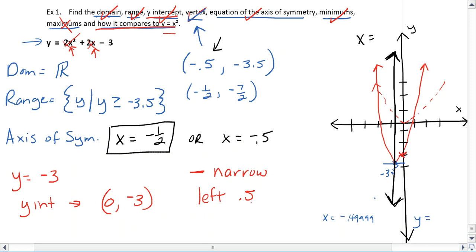I don't need to say negative because I just said left, but you could. And then we shifted this down 3.5 units. So this right here is the description. This is the comparison to the parent equation. So now you have the knowledge you need for section 6.1, so have fun with math.